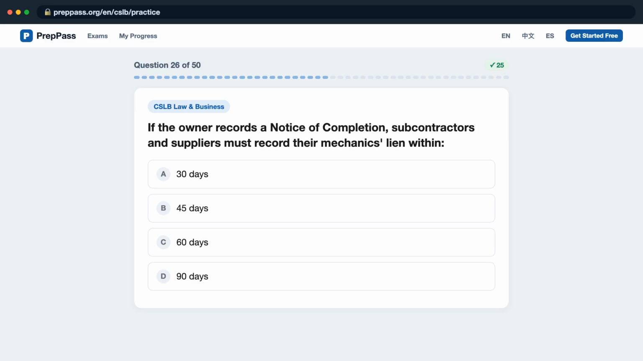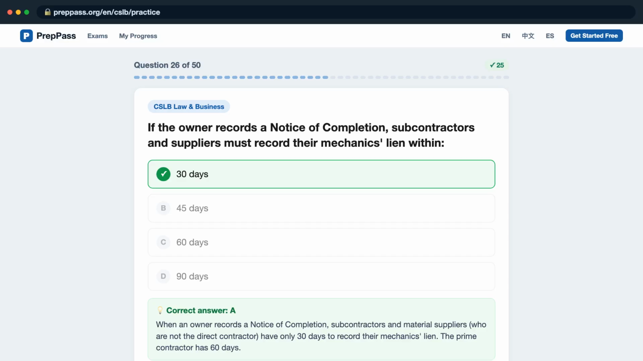Question 26. If the owner records a notice of completion, subcontractors and suppliers must record their mechanic's lien within, is it A. 30 days? B. 45 days? C. 60 days? D. 90 days? The correct answer is A. When an owner records a notice of completion, subcontractors and material suppliers, who are not the direct contractor, have only 30 days to record their mechanic's lien. The prime contractor has 60 days.